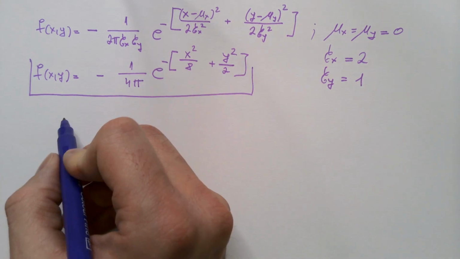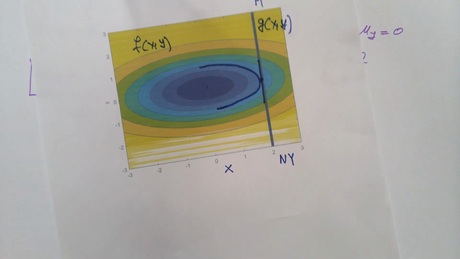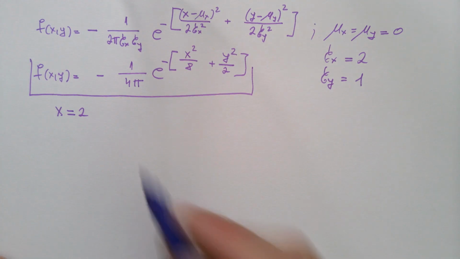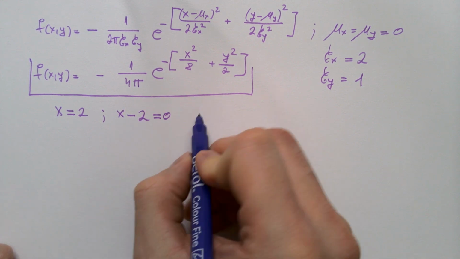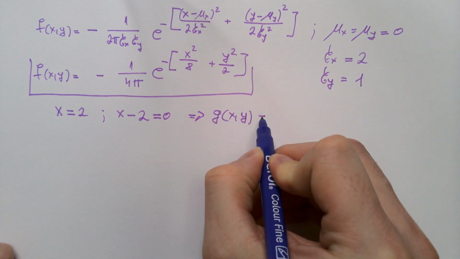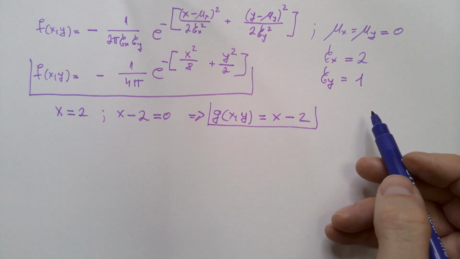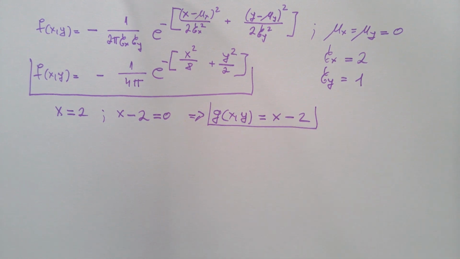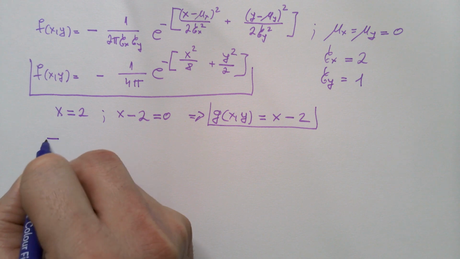Our constraint function is a simple straight line, x equals 2. As you can see from this graph, x equals 2 is this black line. Or we can write that x minus 2 is equal to 0, and therefore our constraint g of x and y is equal to x minus 2. I want to formally write it as g of x and y, but you can see this function doesn't depend on y to begin with.